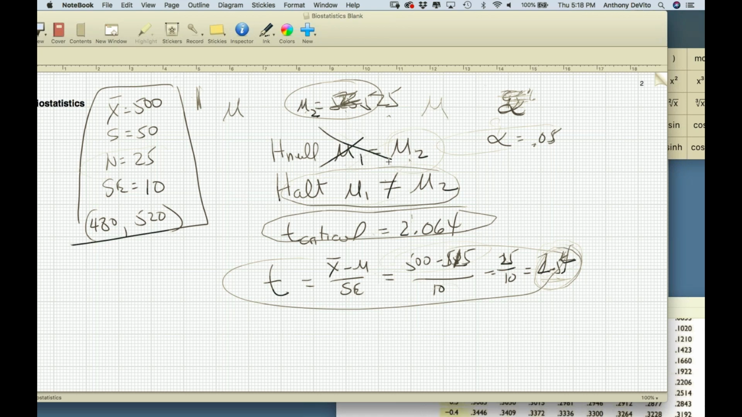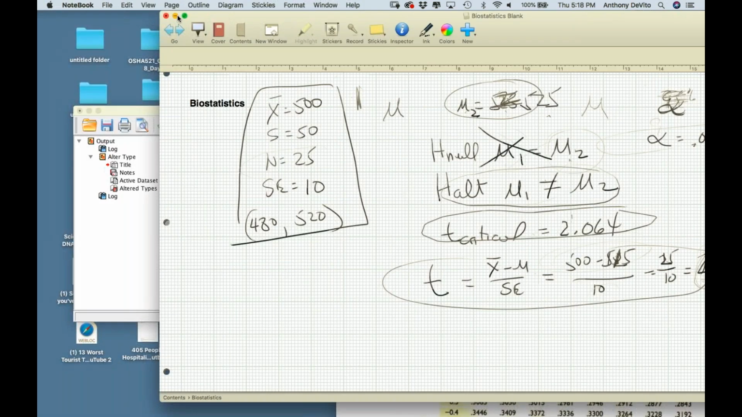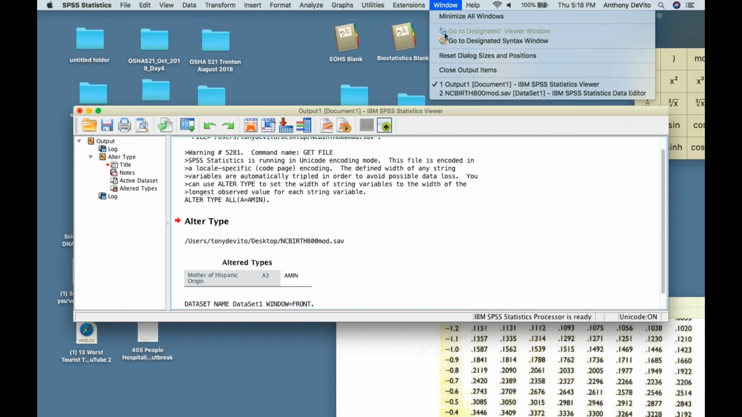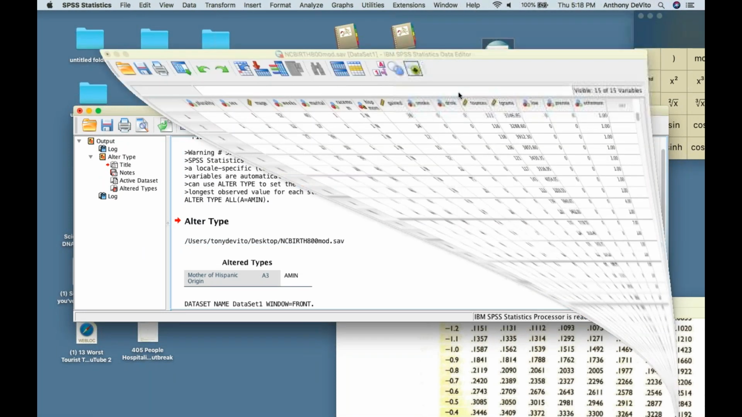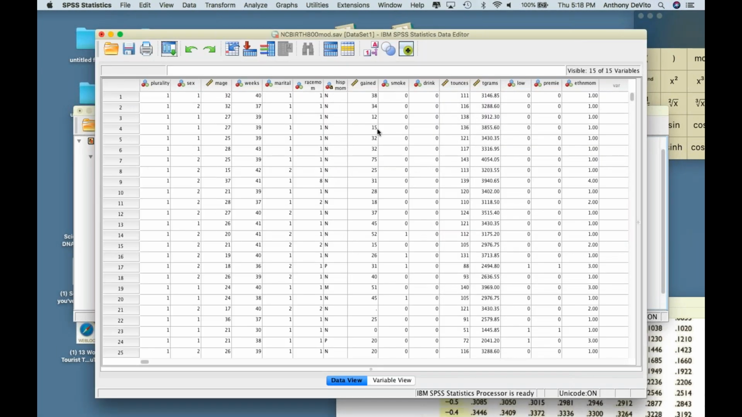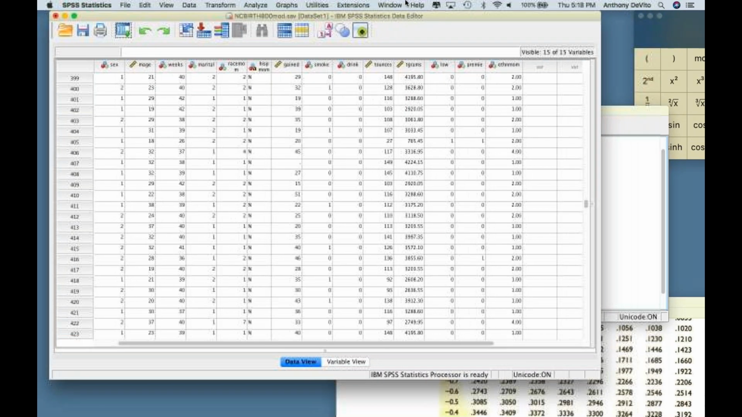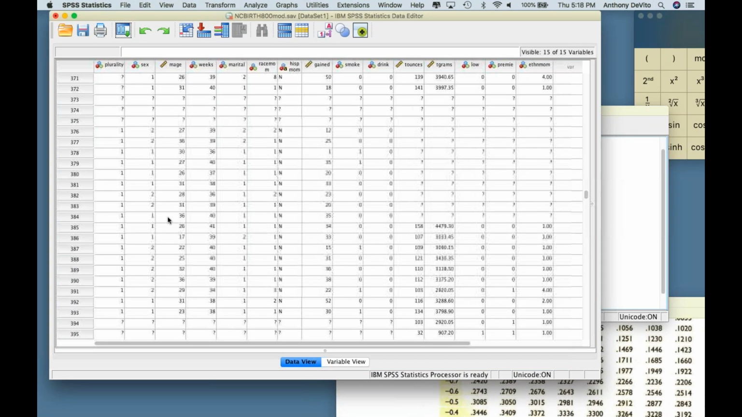Okay, so I'm going to do something interesting now. We're going to apply this to an actual data file. And I think I actually have it open already. Yeah, there you go. Okay, so here is a data file containing a random selection of births in North Carolina. I think the sample size is like 800 or something like that, right?